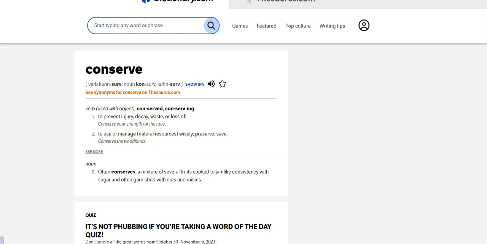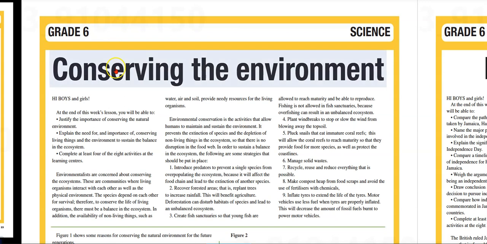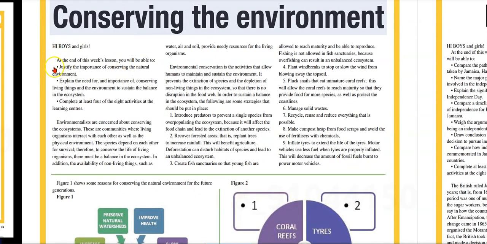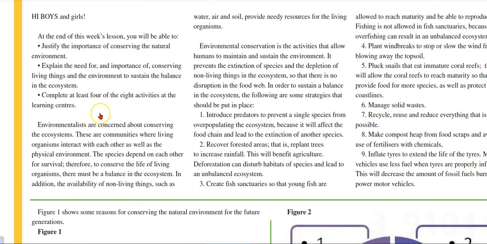All right, let's go back now. So, conserving the environment here is the topic. And it says, at the end of this week's lesson, you will be able to justify the importance of conserving the natural environment. Explain the need for and the importance of conserving living things and the environment to sustain balance in the ecosystem. Complete at least 4 of the 8 activities at the Learning Center.